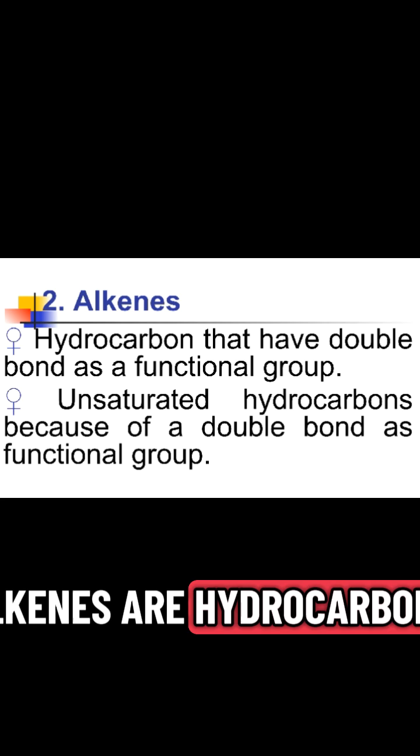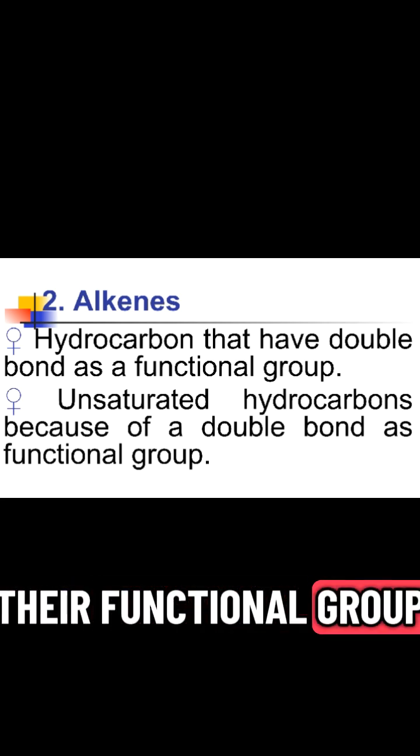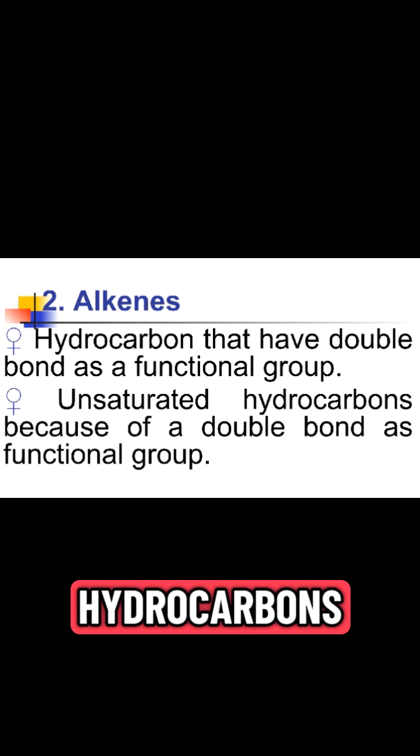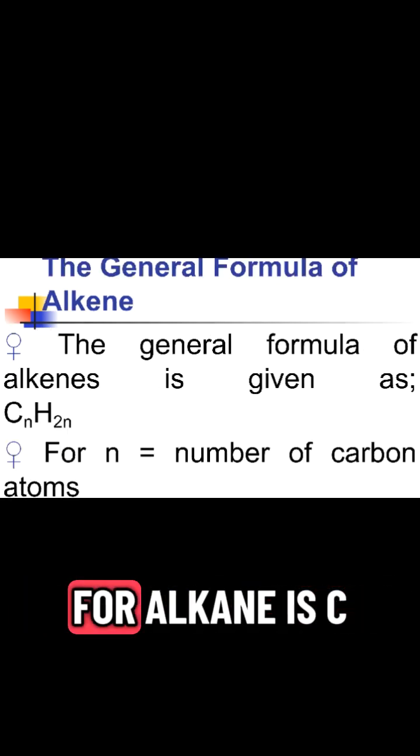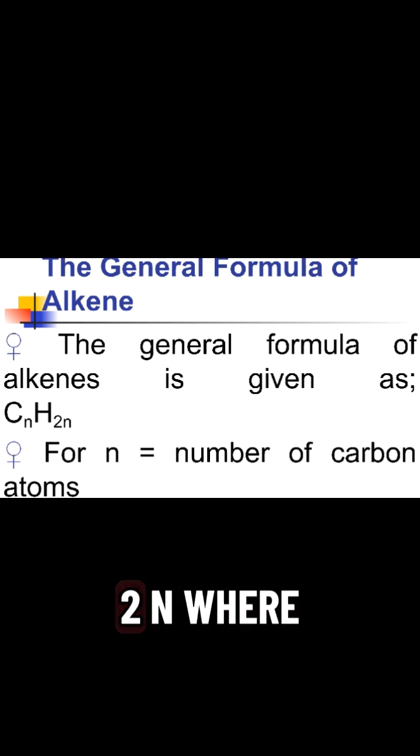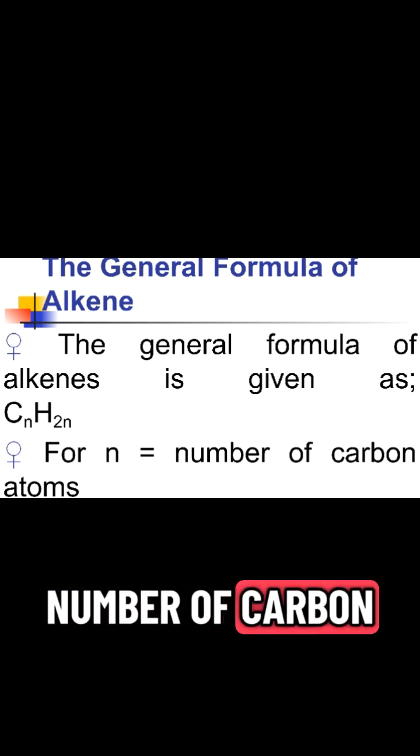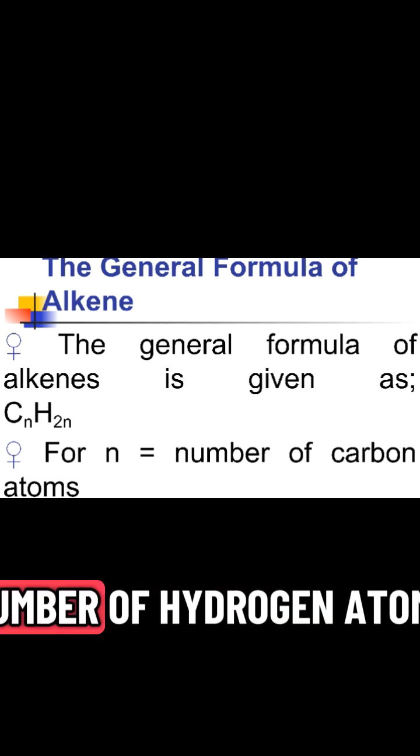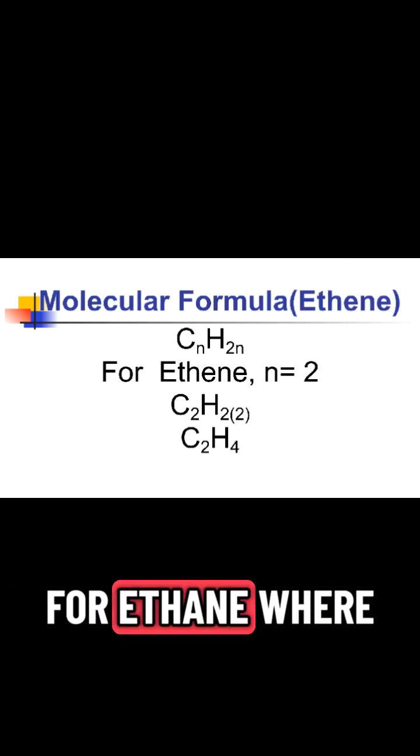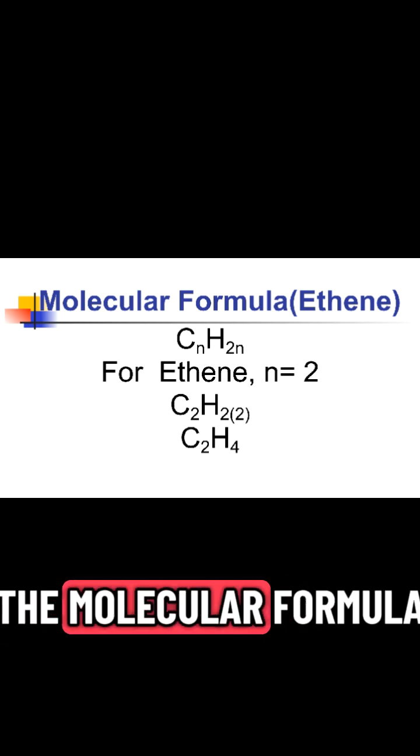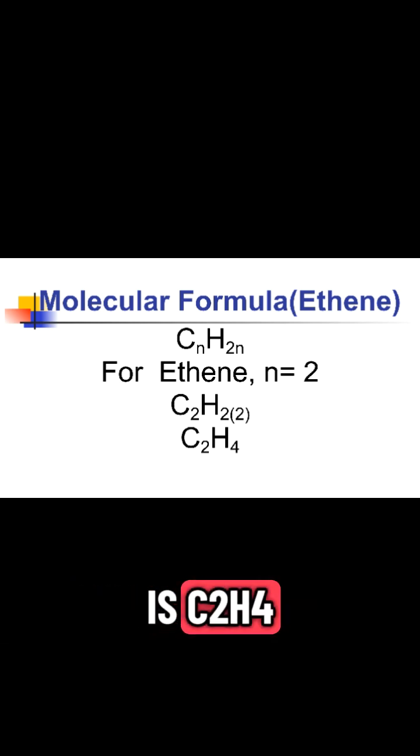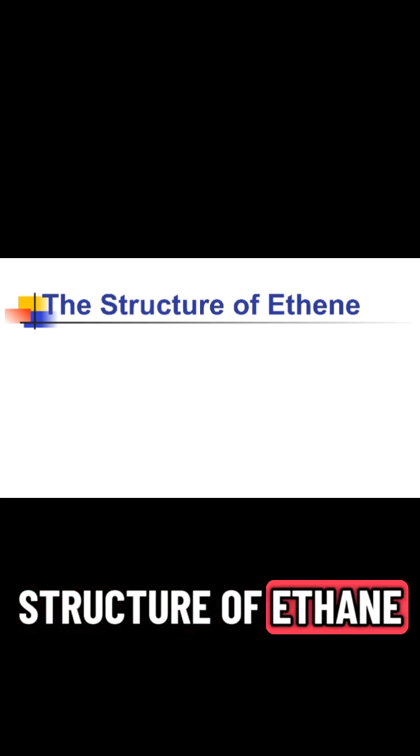Alkenes are hydrocarbons that have a double bond as their functional group, making them unsaturated hydrocarbons. The general formula for alkenes is CnH2n, where n is the number of carbon atoms and 2n is the number of hydrogen atoms. For ethene, where n equals 2, the molecular formula is C2H4. This is the structure of ethene.